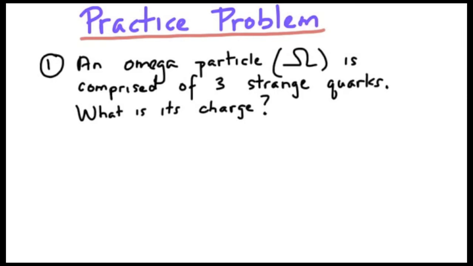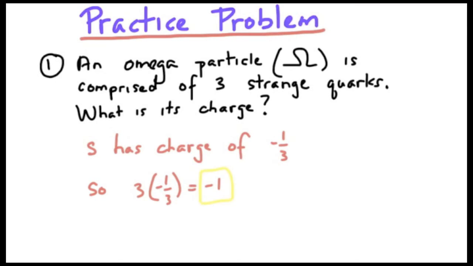And the solution: a strange quark has a charge of negative 1/3, so you have 3 of them. 3 times negative 1/3 gives you negative 1, and that's the charge on an omega, and it's written omega negative 1.